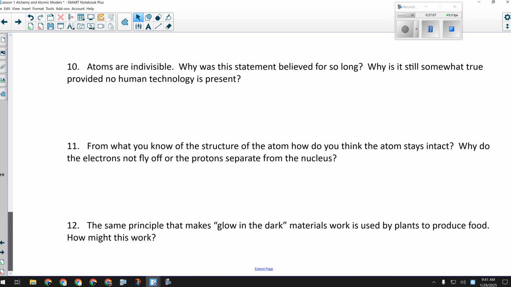Number 11, from what you know of the structure of the atom, how do you think it stays intact? Why do the electrons not fly off or protons separate from the nucleus? Because the protons and the electrons would repel from each other. Repel or attract? Repel.